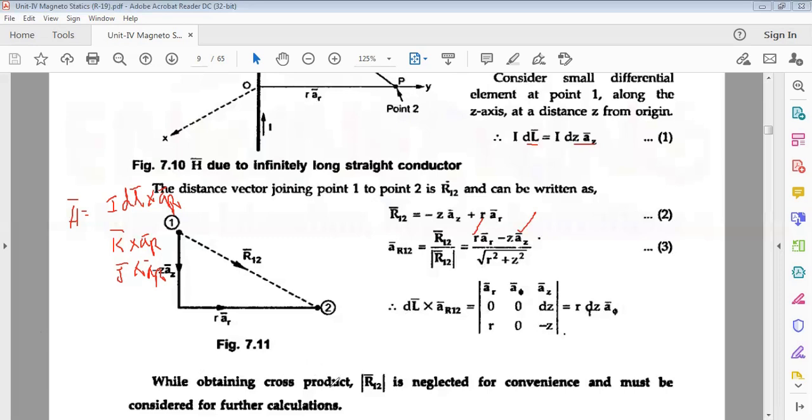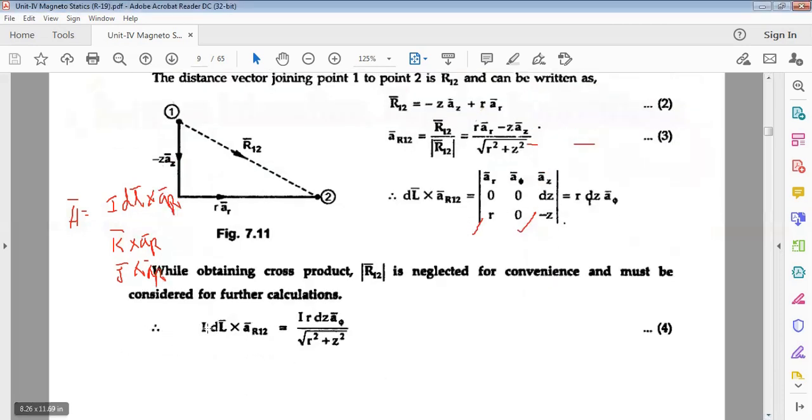While applying the cross product, the magnitude of ar bar is neglected for convenience and must be considered for further calculations. The magnitude, the square root of r square plus z square, is also there. To obtain the cross product we are neglecting it for our convenience, and it must be considered in the calculations. The next values you have to substitute: I dl bar cross ar bar is equal to I r dz aφ bar, and the denominator there is r square plus z square.